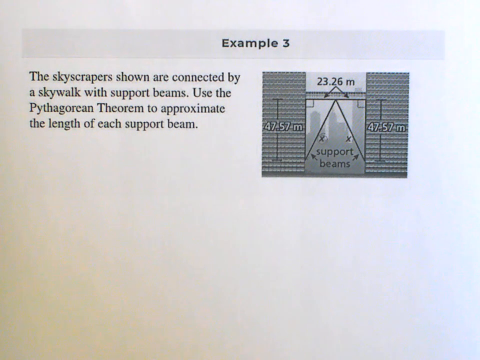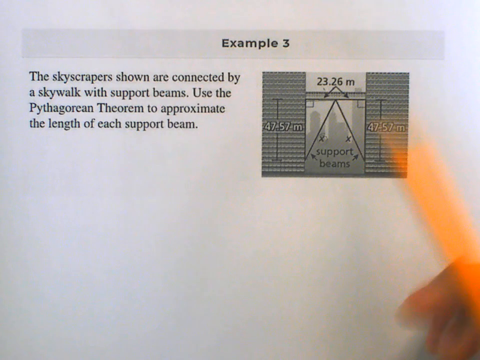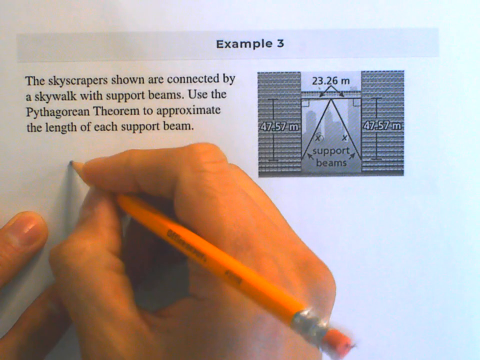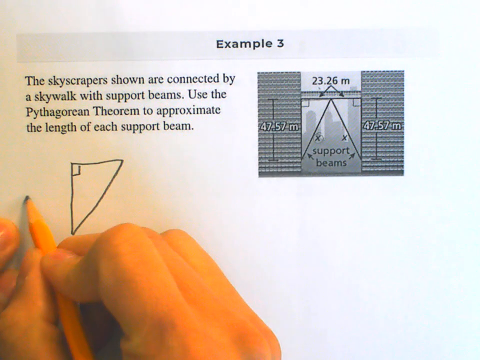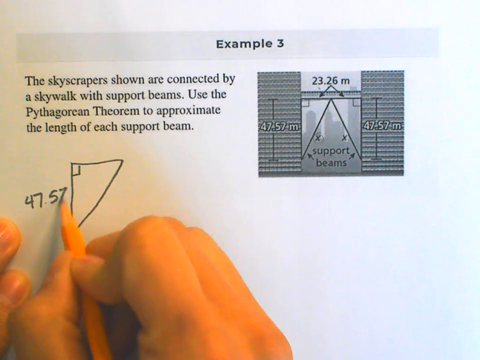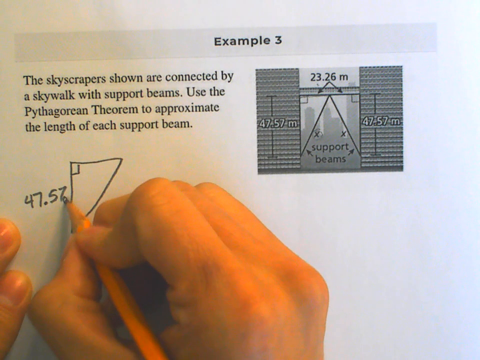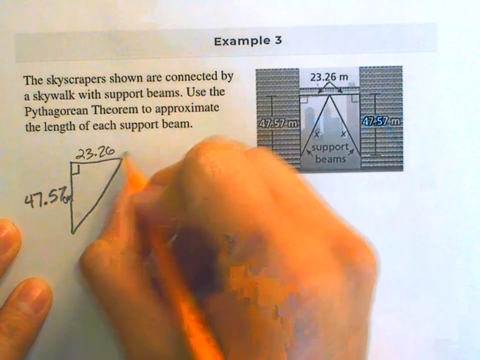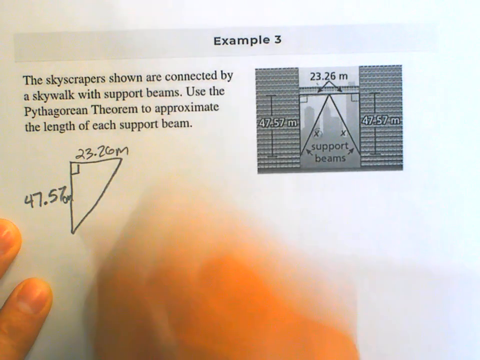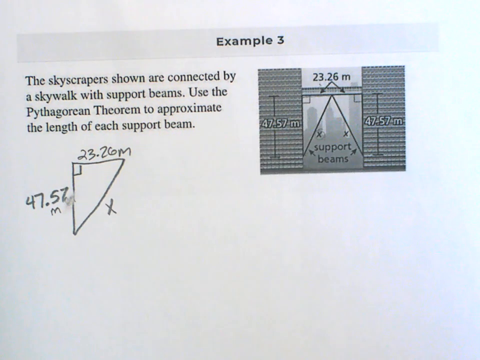Now, according to this diagram, 23.26 is the length of only one part of this. So if I were to redraw this right triangle, I would have 47.57 meters and 23.26 meters. Where did I get the centimeters from? I don't know. Meters. And we are looking for the value of x.